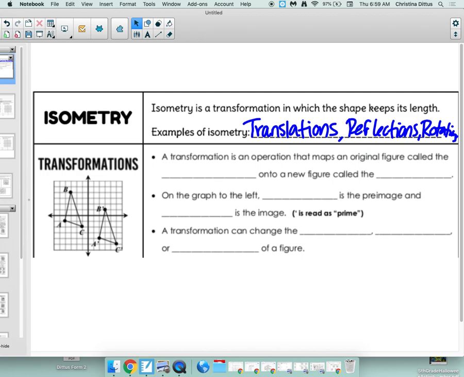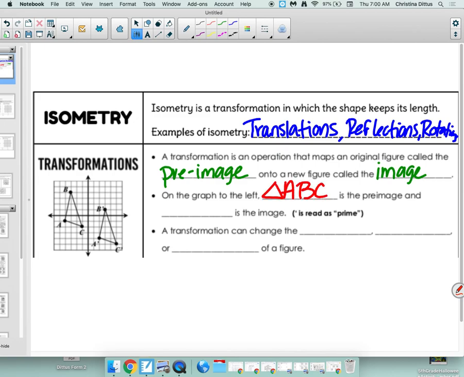A transformation is an operation that maps an original figure called the pre-image. So the pre-image is what you start with, and it makes a figure called the image. So pre-image before, image after. So over here on this one to the left, we have this triangle ABC is where we start. This guy right here. And the after image is this guy. And it's A prime, B prime, C prime. So the original won't have those, they're kind of like apostrophes, but the image will.